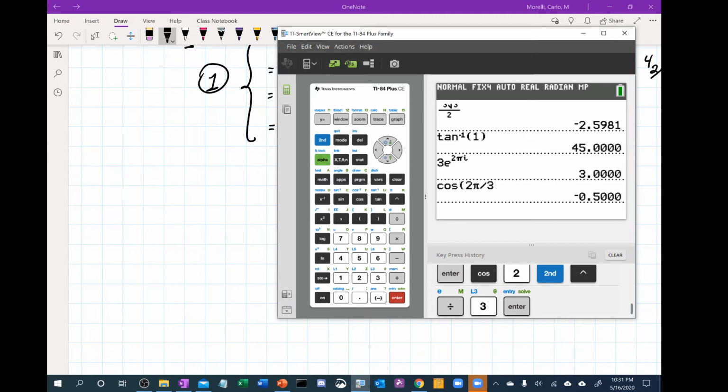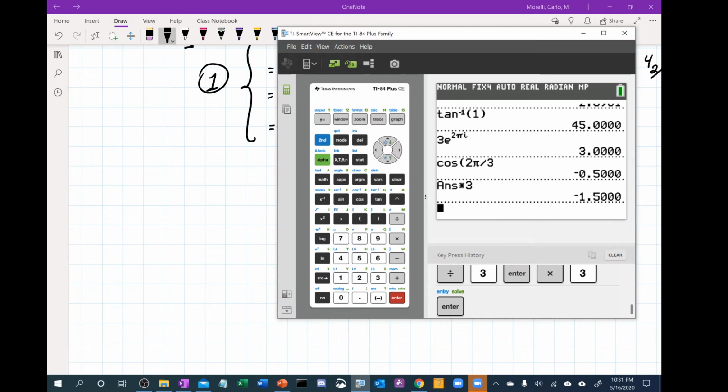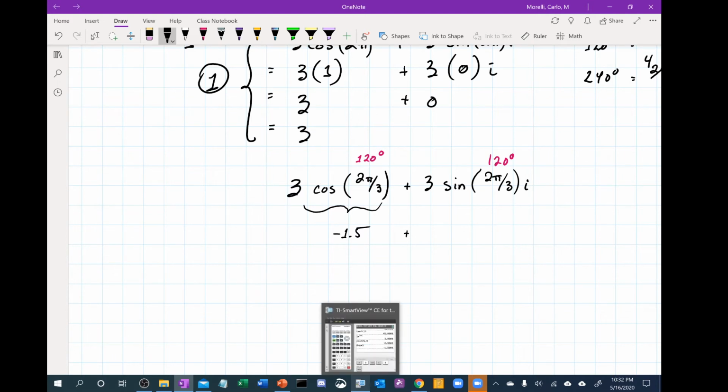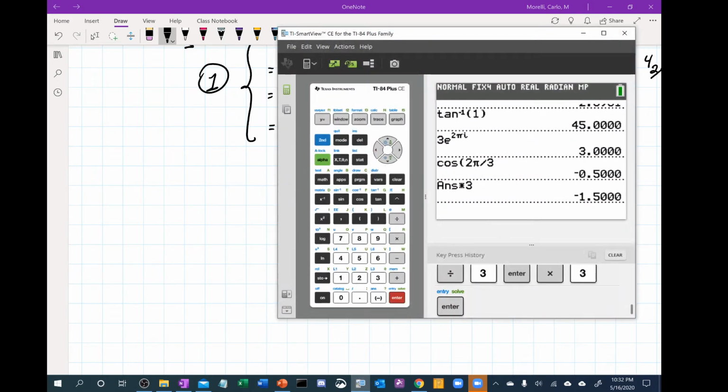And then multiply that by 3. Negative 1.5. Okay. So this whole thing evaluates out to negative 1.5. Here come your rectangular coordinates. So I thought it was 1.75. It was pretty close. Plus, now we'll do 3 times the sine of 2 pi over 3. Here's what the sine of 2 pi over 3 is.